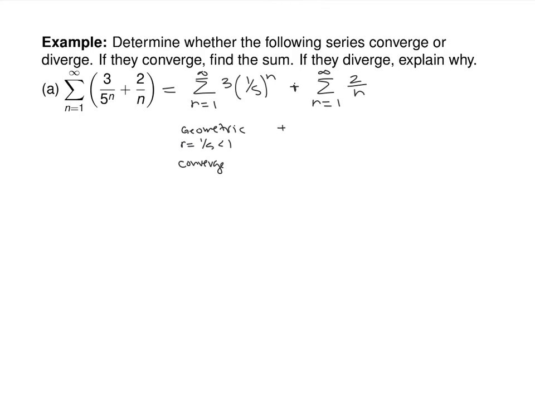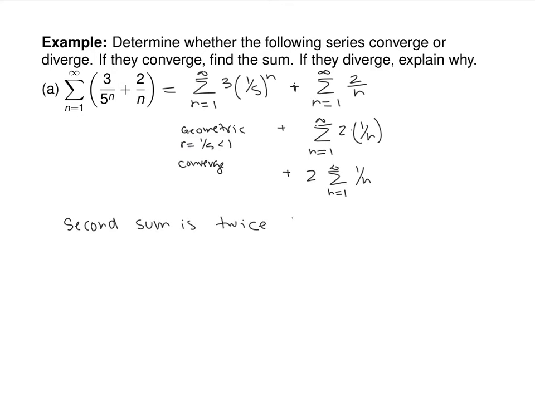But the second one, notice this is the tricky one. This is the sum from n equals 1 to infinity, 2 times 1 over n. And that's that tricky one. That is the harmonic series, or you could think about it as 2 times the sum from n equals 1 to infinity of 1 over n. So the second sum is twice the divergent harmonic series. And so thus this series diverges.